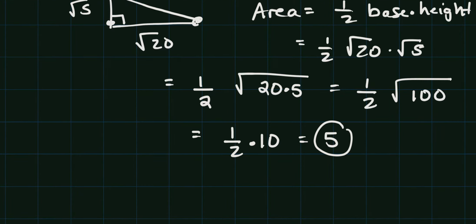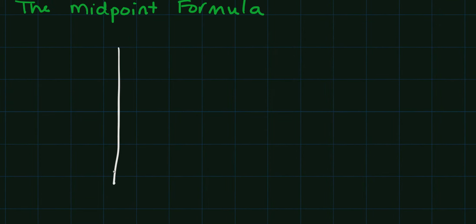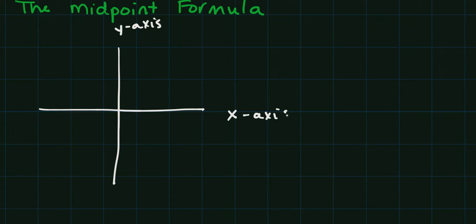Okay, let's move on. Let's talk about the midpoint of a line segment. So that's our next topic, the midpoint formula. Now what I'm going to do is draw a picture. Here I'm going to give you the x and y axis, and I'm just going to give you 2 random points. Let's say I give you a point here and a point here. Let's call this point A and this point B.